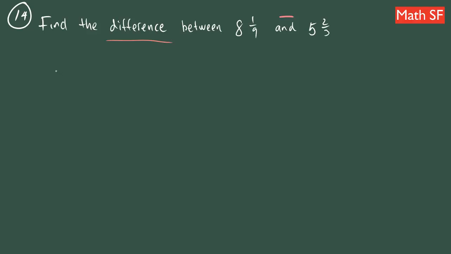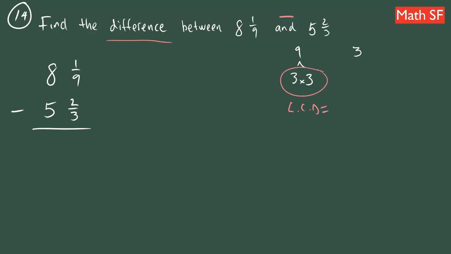So let's align them vertically. 8 and 1/9 minus 5 and 2/3. But to do this subtraction, I need them to have the same denominator. Therefore, let's factor them and find the LCD. So 9 is 3 times 3, and this is just a 3. So my LCM, or LCD in this case, will be 3 times 3. And is this 3 already included here? Yes, it is. I have one already, so my LCD should be 9.